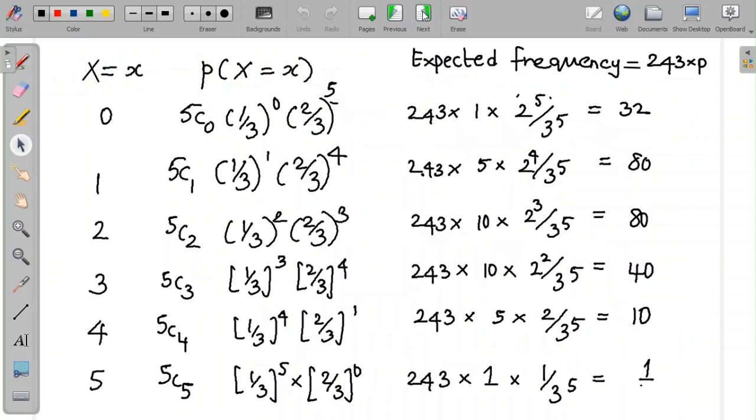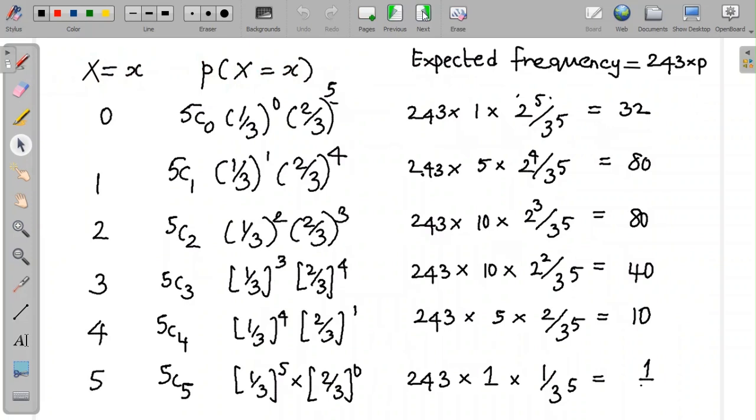So to find the expected frequencies, we do this small calculation. First, we find the probability that X is either 0 or 1 or 2 or 3 or 4 or 5. And we multiply each of the probabilities with the total number of times this experiment is done, that is 243. So 243 times the probability will give us the expected frequency. So if x is 0, we have 5C0 times (1/3)^0 times (2/3)^5 as the probability. That simplifies down to 2^5/3^5. Multiplying that by 243 returns the number 32.